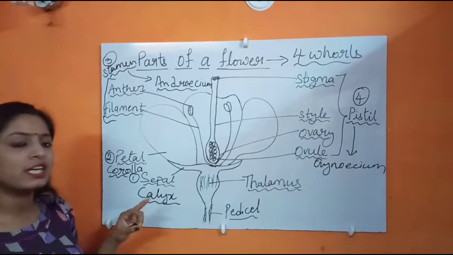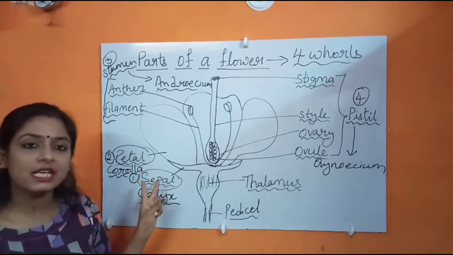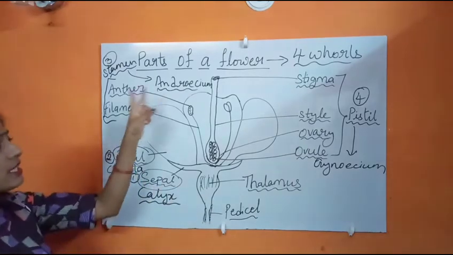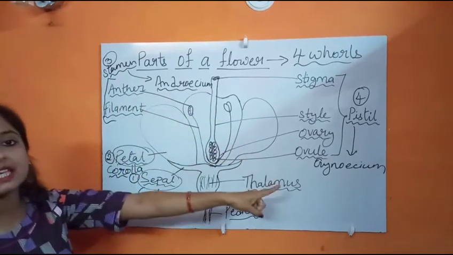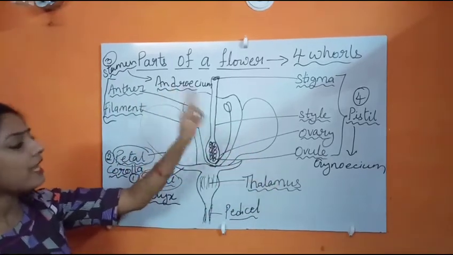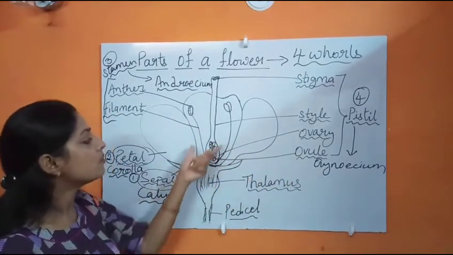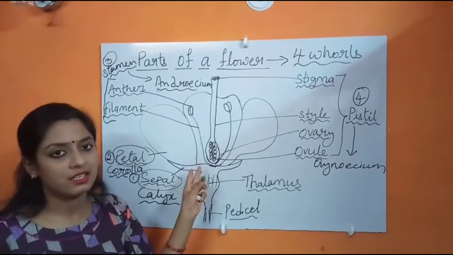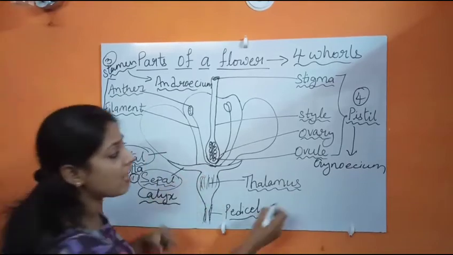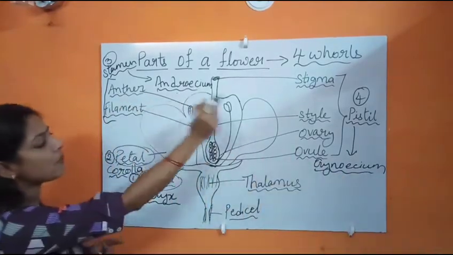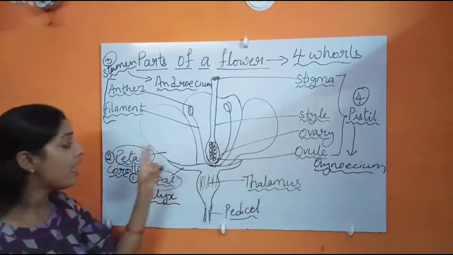Here I would also like to tell you, sepal and petal are non-essential parts of a flower. The essential parts of a flower are stamen and pistil, or androecium and gynoecium, because male and female parts are necessary for the process of fertilization. After fertilization only, the flower will form fruits. So male part and female part are the necessary or essential parts of a flower.